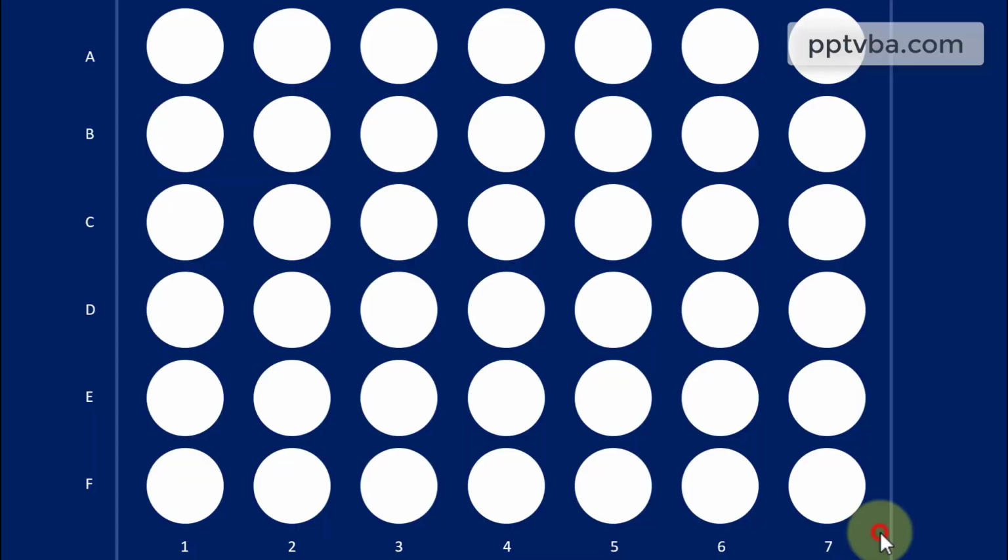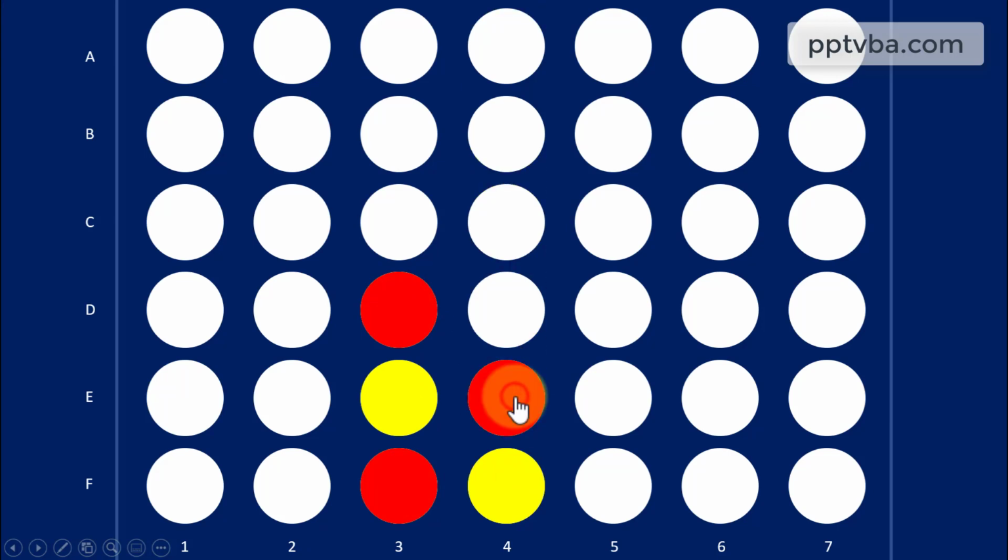Go to slideshow mode and as the first player I can say, hey, I choose F4 and the yellow circle comes down. And the second player can say F3, I click once, it is yellow, I click twice, it becomes red. And then I can say, alright, I want E4 and I click on it, but I accidentally make it red. Not an issue, you can click here, reset and put the yellow circle once more.